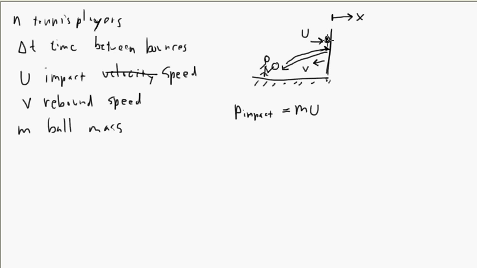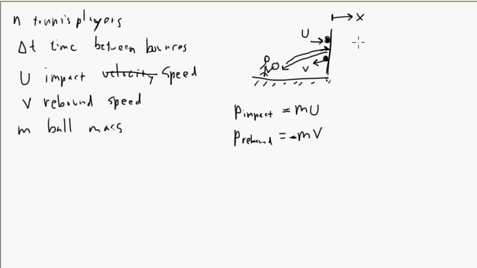Okay, this is the ball, its mass m. Bonk. And then the rebound velocity is the velocity it has as it comes away. P rebound, its mass is still m, and it comes away at a speed v, but now it's going in the negative x direction. Remember, speed is just the magnitude of velocity, so its velocity is actually going to be negative v in this one-dimensional case. So that's the rebound.